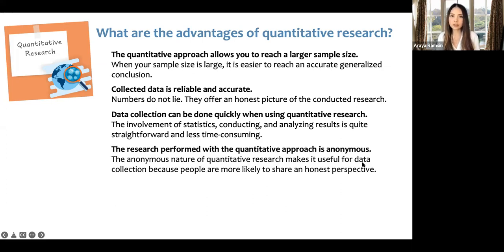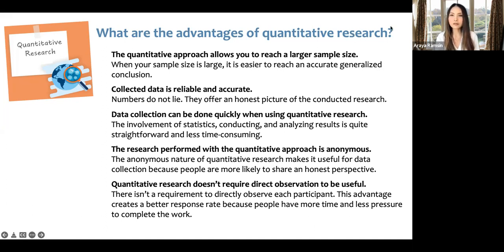And the next advantage is that the research performed with a quantitative approach is anonymous. The anonymous nature of quantitative research makes it useful for data collection. Why? Because people are more likely to share an honest perspective, especially when they are guaranteed that their feedback won't come back to haunt them. So they feel better about providing information about themselves. Okay, so next one.